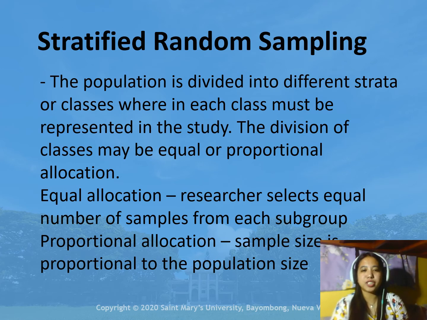With equal allocation, the researcher selects an equal number of samples from each subgroup. So he or she makes sure that the number of samples for each stratum is the same, while proportional allocation is, of course, proportional to the population size, which means the higher the number of the population, the higher the sample size, and the lower the number of the population, the lower the sample size. So it depends now on the percent or proportion computed.